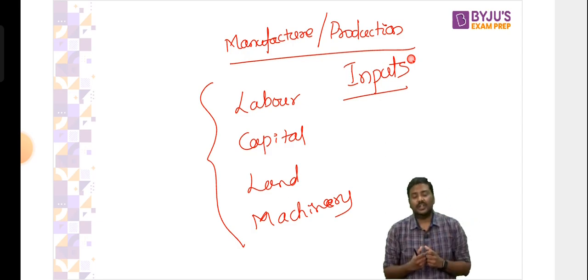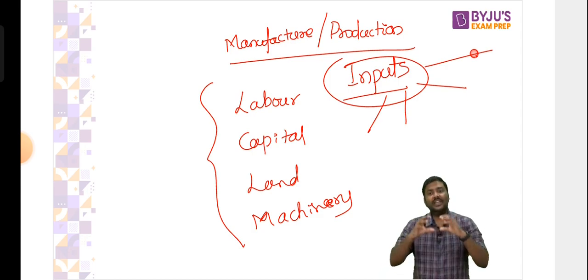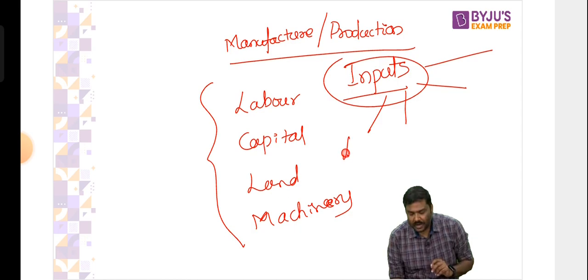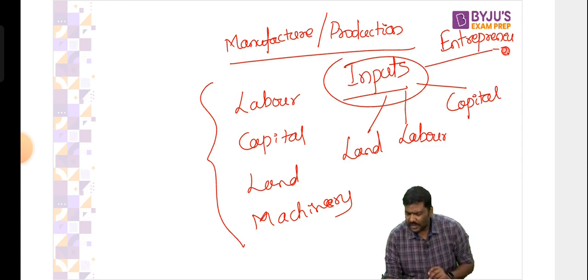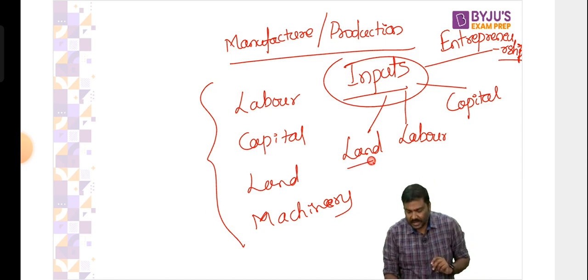all these inputs will be classified under 4 heads. Whatever inputs you require to manufacture or produce a good, we will classify them under 4 heads. These are called land, labor, capital, and entrepreneurship. One is land, second is labor, third is capital, and the fourth is entrepreneurship.